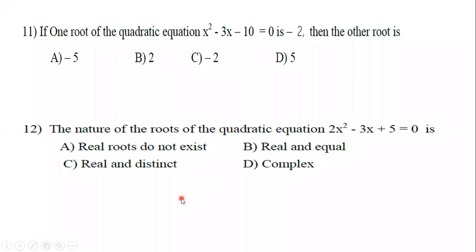11th question. If one root of the quadratic equation x square minus 3x minus 10 is equals to 0 is minus 2, then the another root is dash. The given x square minus 3x minus 10.